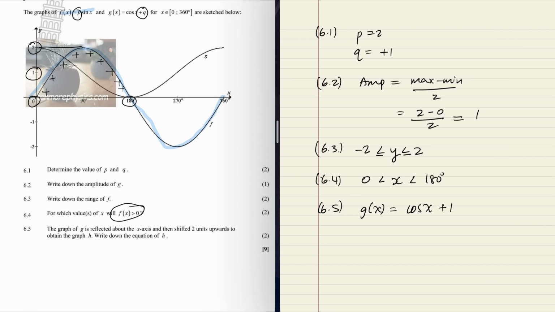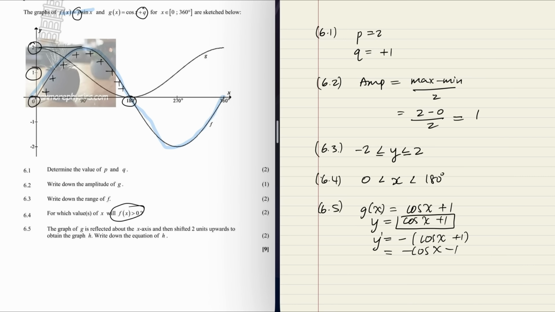Now they tell us it's reflected about the x-axis. So let's start with this. y is equal to cos x plus 1. If you are reflecting it on the x-axis, you keep the x, you change the y value. So this is the y value. So y is going to equal, the first change, minus into cos x plus 1. So that simplifies as minus cos x minus 1.